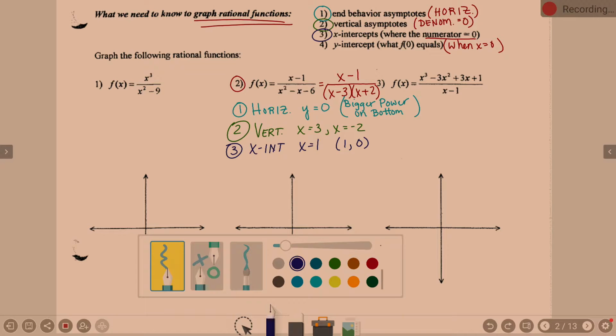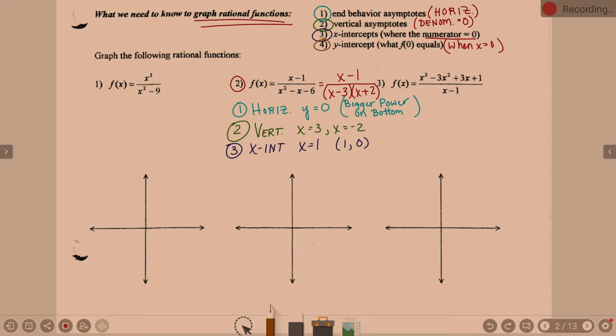And we need one more item, right? Fourth thing is y-intercepts. What did I say about y-intercepts? It's when x equals 0. So what do you get when you put 0 into this equation? 0 minus 1 is -1.